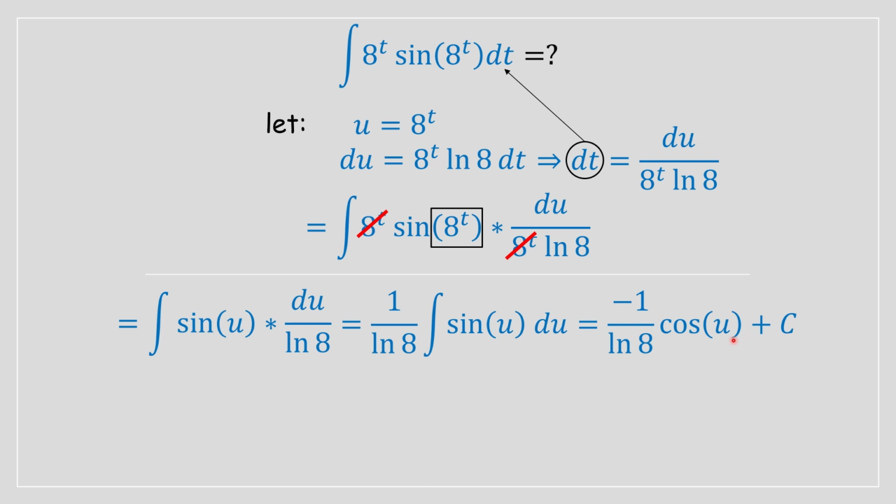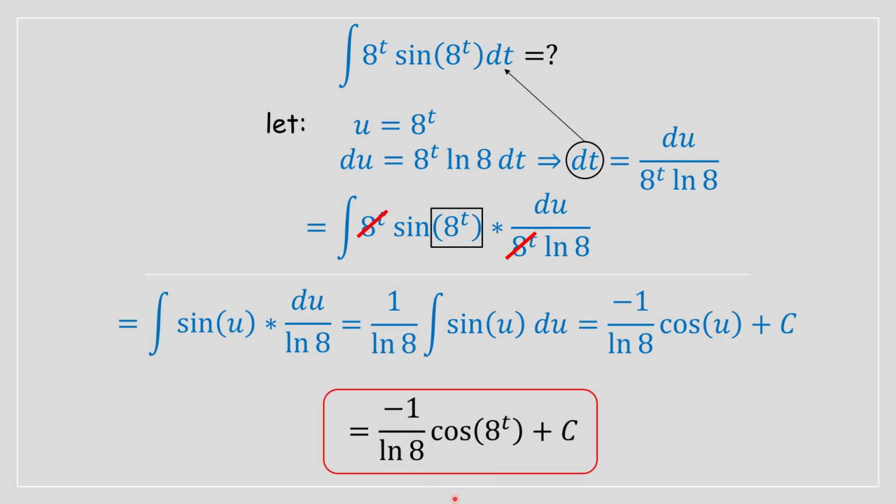Right, the last step is to replace a to the power of t with the u variable, because what are we solving for? We are solving in terms of t. We need to replace a to the power of t as the u variable. And that's your answer to this problem.